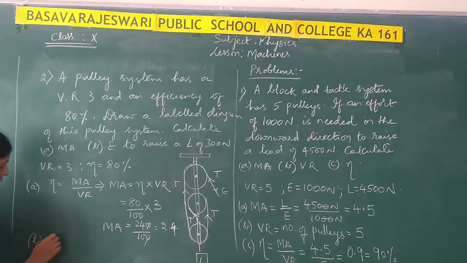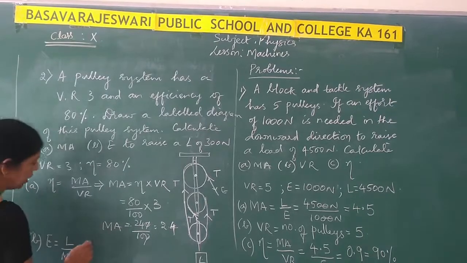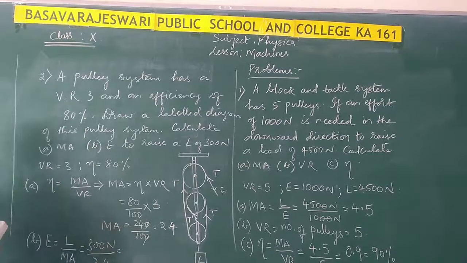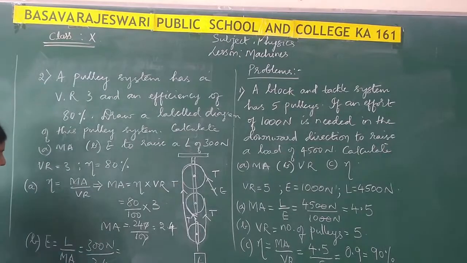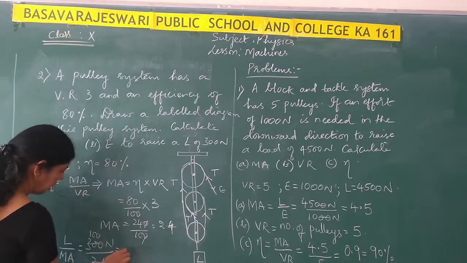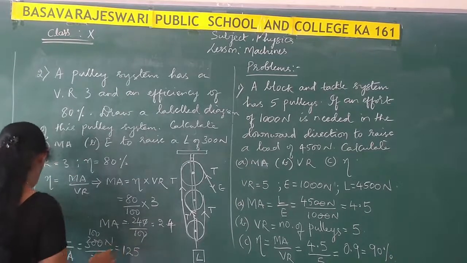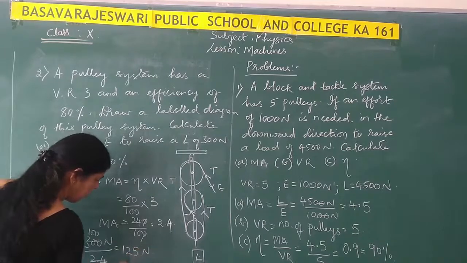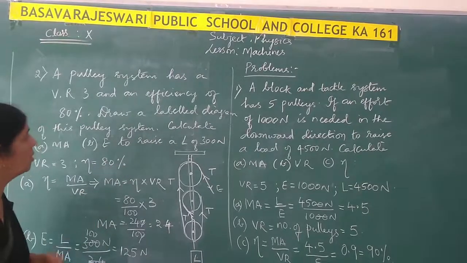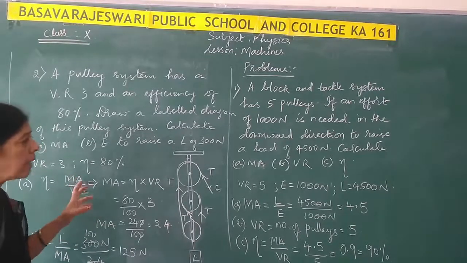Second solution, effort is equal to load by mechanical advantage. Load is how much? 300 Newton. What is the mechanical advantage? 2.4. So how much does it come out to be? 125 Newton. So this will be the effort. Okay. So these 2 problem solutions you please note. In the next video, we shall solve 3 more problems on pulleys, mainly diagram based questions.